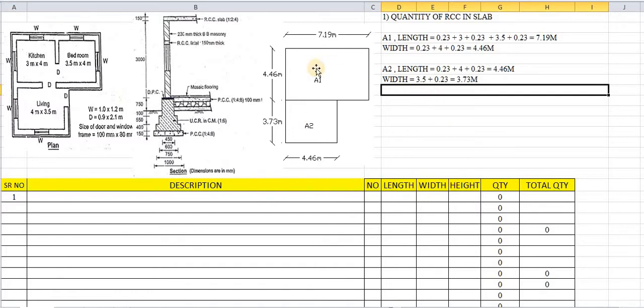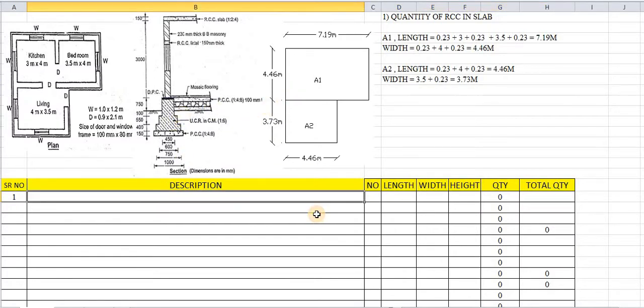We have drawn small figures. You have to draw a small figure also so that the calculations will be easy. I have drawn the small figure for A1. Here for A1 we have calculated the length as 7.19, and for the width, 4.46. For A2 we have calculated the length as 4.46, whereas the width, after calculations, comes to be 3.73. So in this way we have calculated the length and width of A1 and A2.